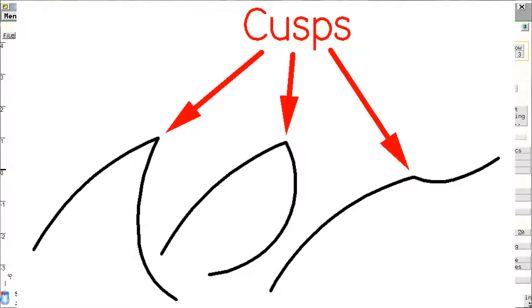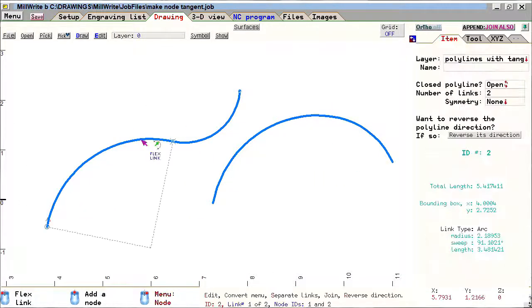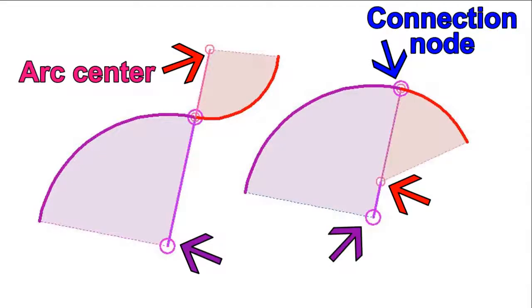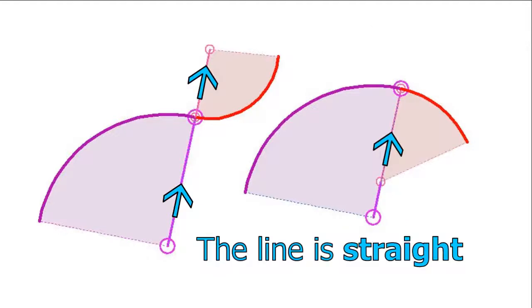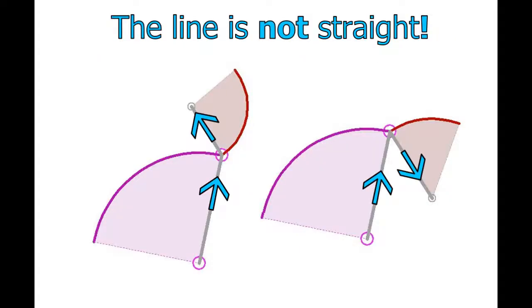When you set the nodes between 2 arcs to be tangent, you cannot have a cusp because the definition of tangent arcs is that there is a smooth transition from one to the other. Here are 2 polylines, each of which is a chain of 2 tangent arcs. When arcs are tangent, a line drawn between the center points and the connecting node forms a perfectly straight line. If the arcs are not tangent, then a line connecting their center points and their connecting node forms an angle.